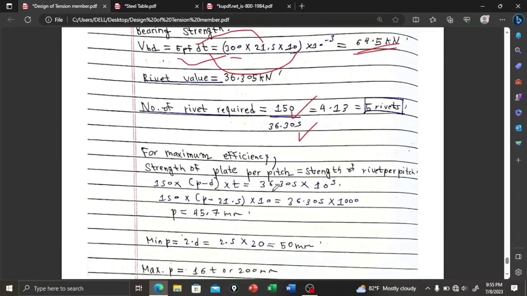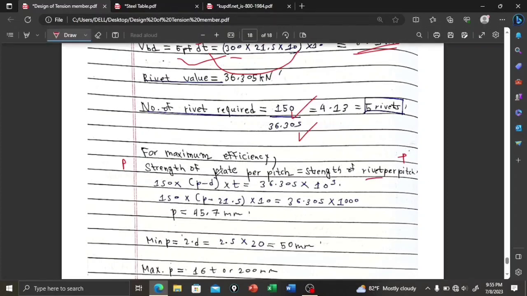So for maximum efficiency, this strength of rivet is also force and this is also force, so strength of plate should be equal to strength of rivet. Strength of plate per pitch is given by, if this is P and this is D, then the length that will resist tearing is P minus D, and it has its thickness. So P minus D is length, and length times thickness is area, and this is stress. So area times stress is force, and 36.305 is also force.